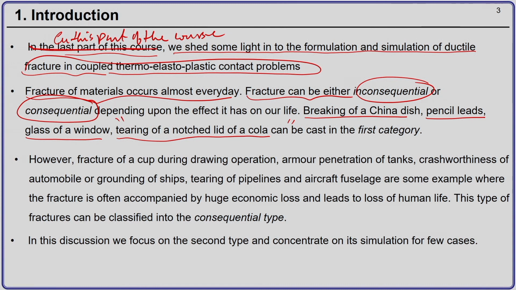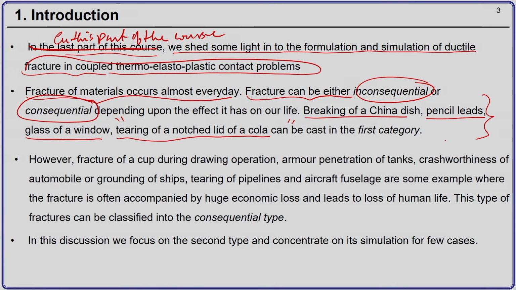So, the dish breaks and a crack is generated and your dish is broken into multiple pieces, or a pencil lead, when you apply a lot of pressure beyond a certain limit, the lead breaks. All these kinds of fracture do not have any severe consequence on your day to day life. If your dish is broken, you will buy a new dish. A pencil lead is broken, you will sharpen again. If a glass of a window is broken, you will replace it with a new glass. And of course, the cola can, once you have finished drinking, you will throw in the dustbin. So, these are some of the day to day inconsequential fracture problems that we come across.